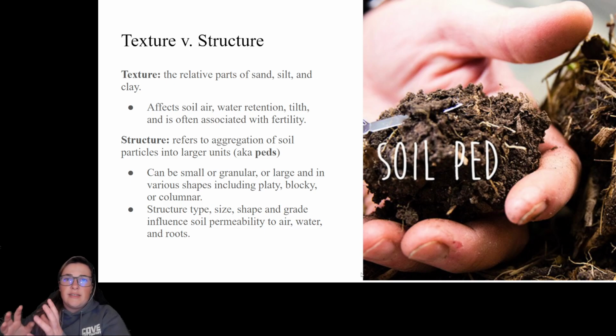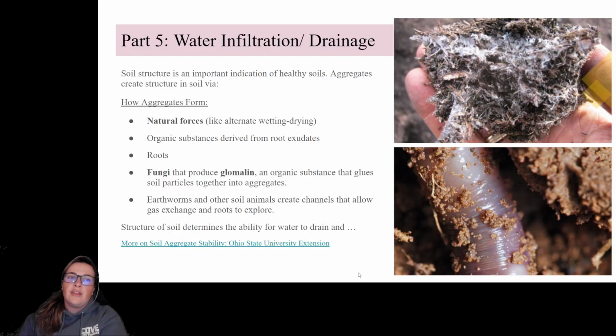So the way I think about it is texture is the components of sand, silt, and clay. It affects a lot of water retention and soil air. Structure is how those things come together to form units. And this will help ultimately with the health of soil and many other things as well. So when we talk about water infiltration and drainage, soil structure is an important indication of your healthy soils. So aggregates create soil structure through all these different things.